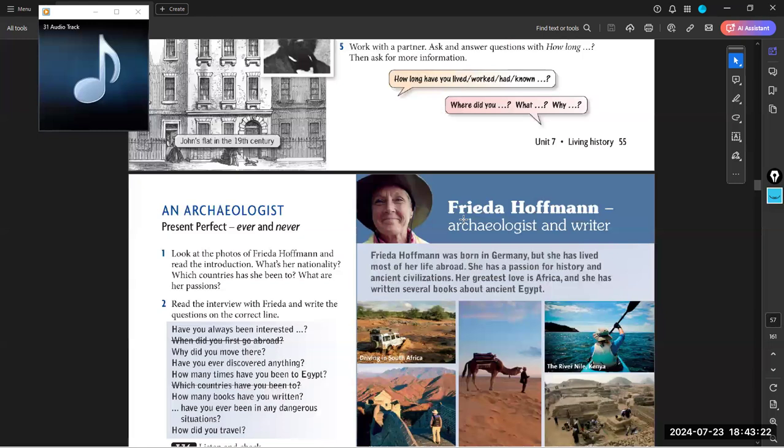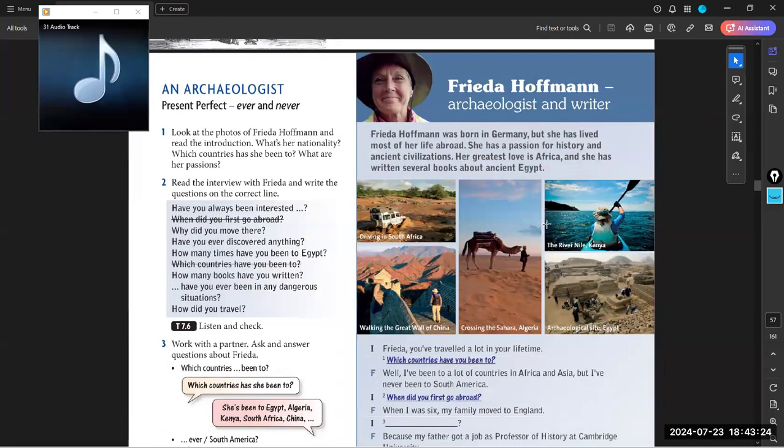Okay, now let's talk about the next page. The next page is talking about Frida Hoffman. Now let's read the introduction about Frida Hoffman, and let's take a look at these pictures before reading the introduction. So we notice that we have driving in South Africa, walking the Great Wall of China, crossing the Sahara, Algeria, and we have the river Nile, Kenya, and an archaeological site in Egypt.